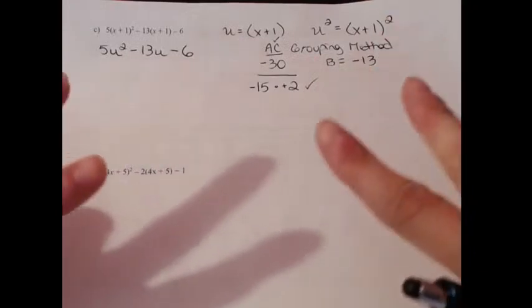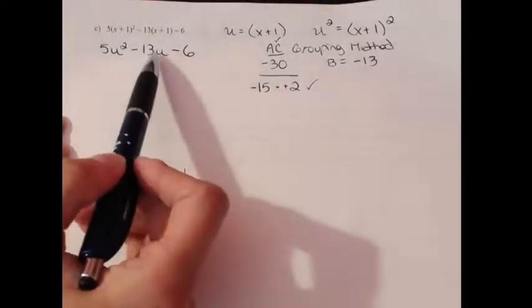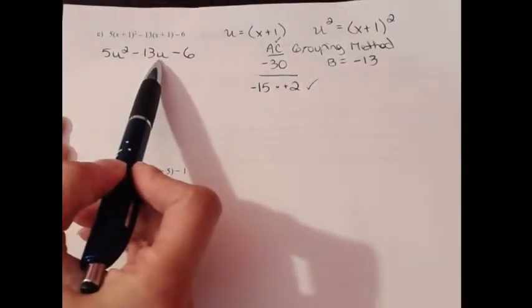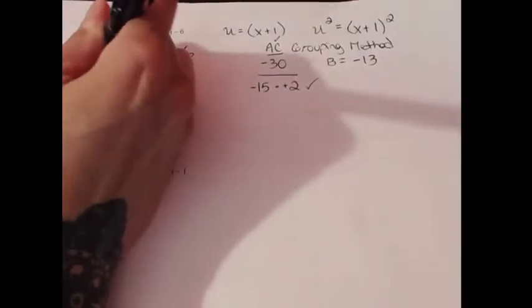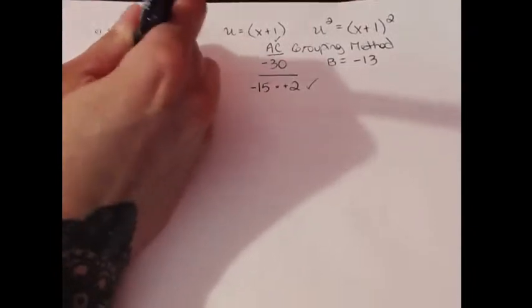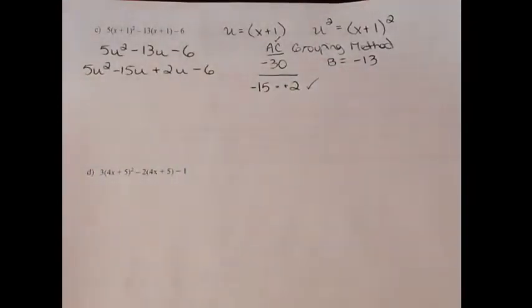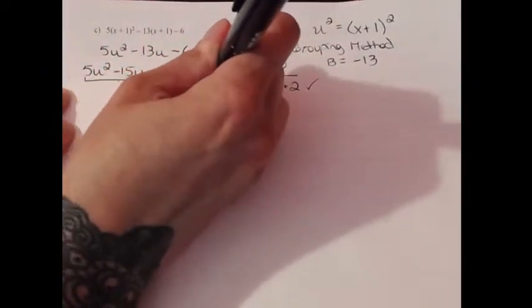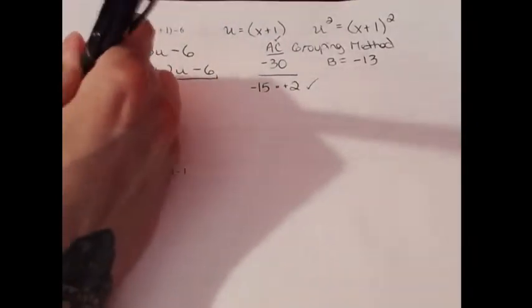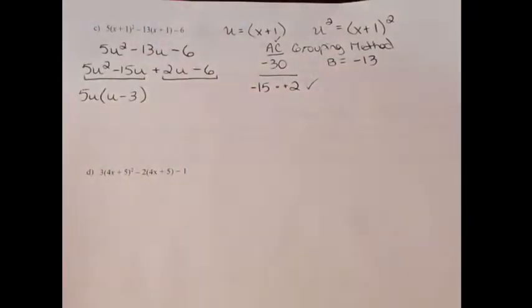Now that I have my two factors of AC that combine to give me B, I can go through the process of grouping, right? We learned that in order to group, we must have 4 terms. This implies we're going to replace our B term, this negative 13u, with the two factors that we found here. So I'm going to rewrite this as 5u squared minus 15u plus 2u minus 6. So here we have our 4 terms which we can now factor by grouping. This is the part that goes super quick. I'm noticing in this class that you're all really taking to this style quite easily, which is really nice.